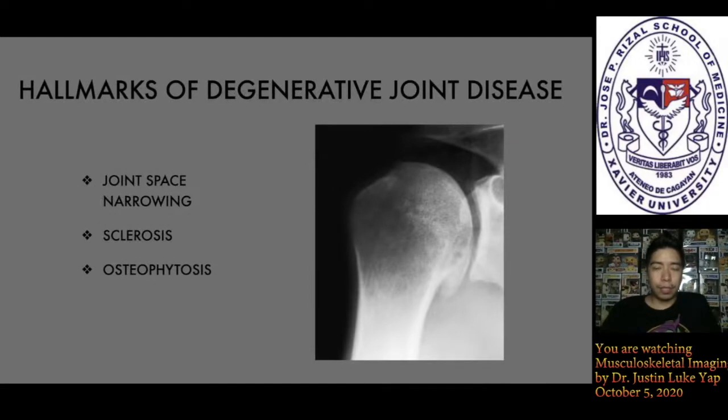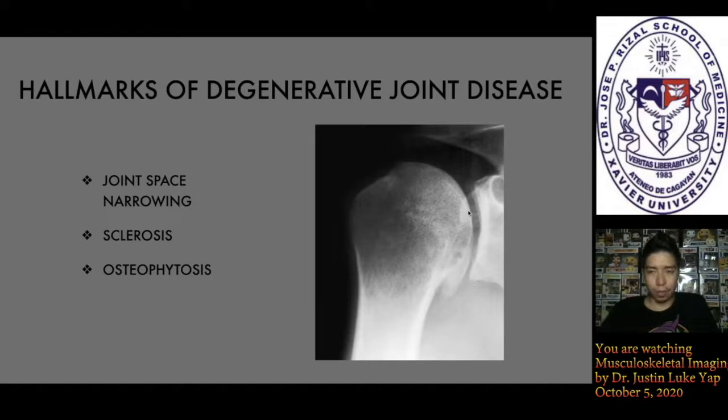So first, let's tackle the degenerative joint disease. This is also known as your osteodegenerative changes or osteoarthritis. And it has a triad. So remember this triad by heart since this is the most common arthritis that we see, and these findings will almost always be present. So first and most importantly, you need to have joint space narrowing.